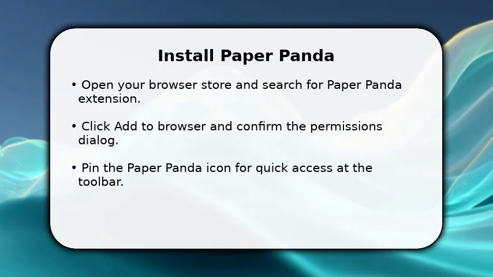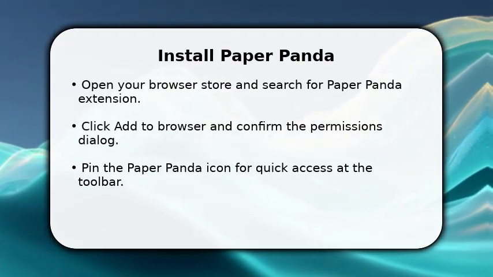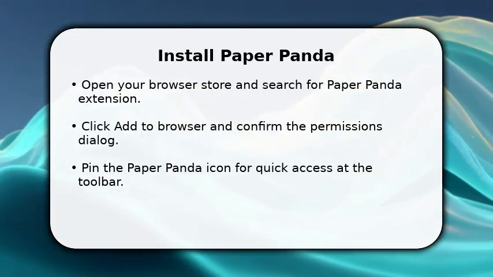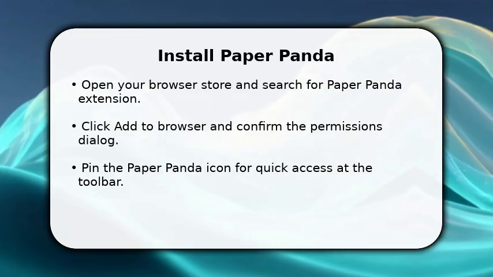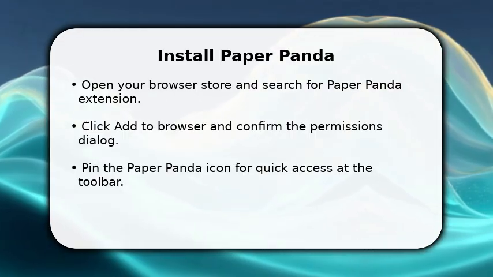Open your browser store and search for Paper Panda extension now. Select the extension listing that shows the developer name and reviews. Click Add to Browser and confirm the permissions dialog when it appears. Wait for the extension to install. The process typically completes in a few seconds.